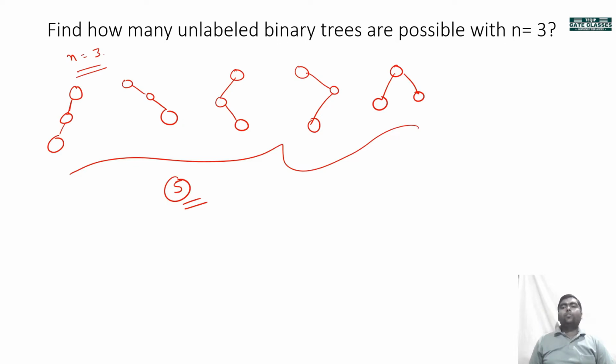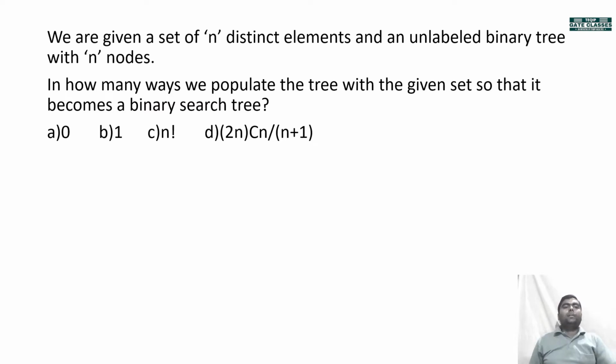I hope that this is clear to you. This is a similar concept, and this way you can easily find it. Now one interesting question, which is a previous year GATE question. We are given a set of n distinct elements and an unlabeled binary tree with n nodes. In how many ways can we populate the tree with the given set so that it becomes a BST?